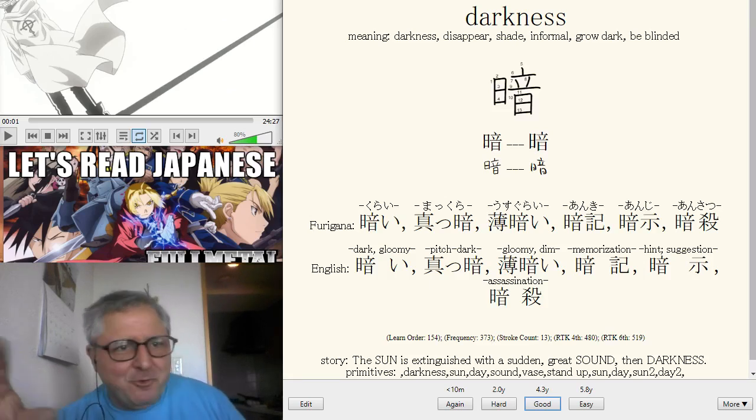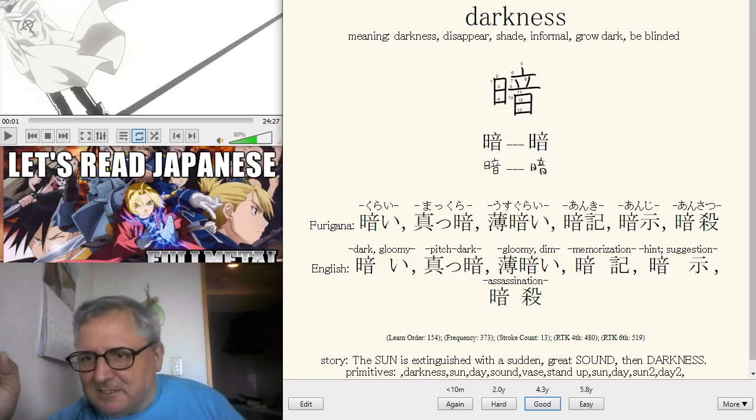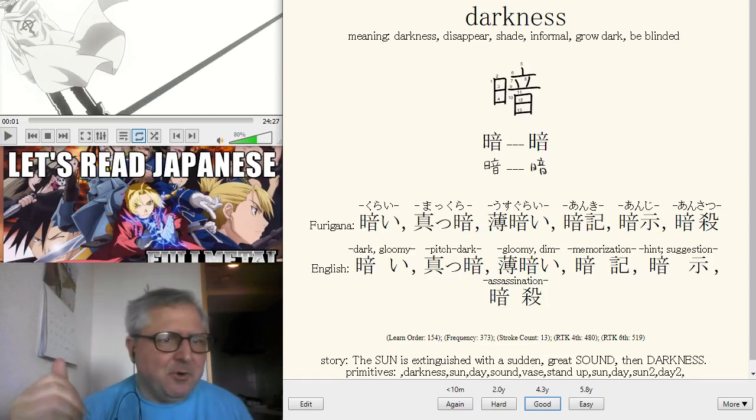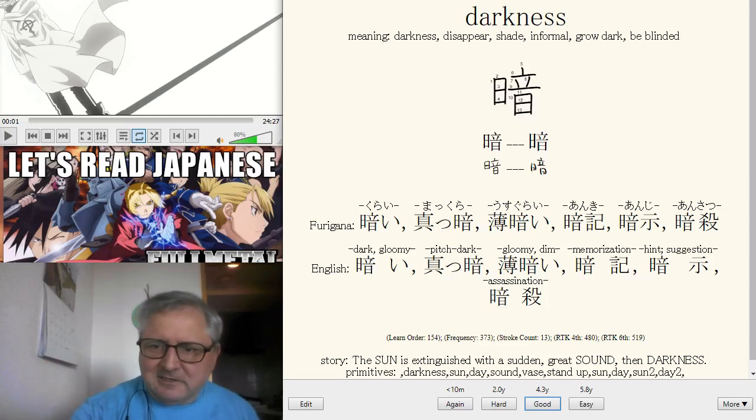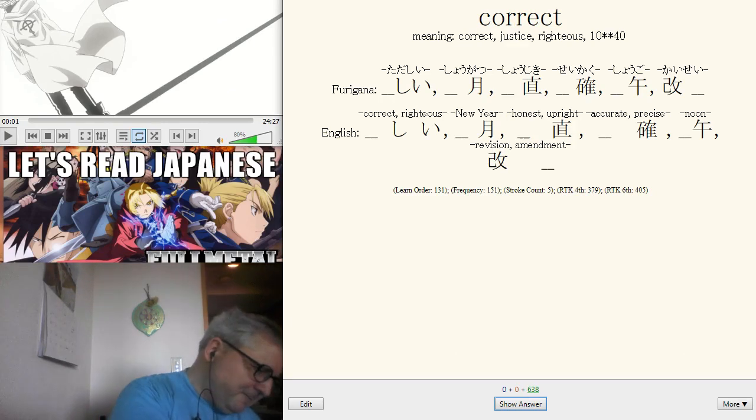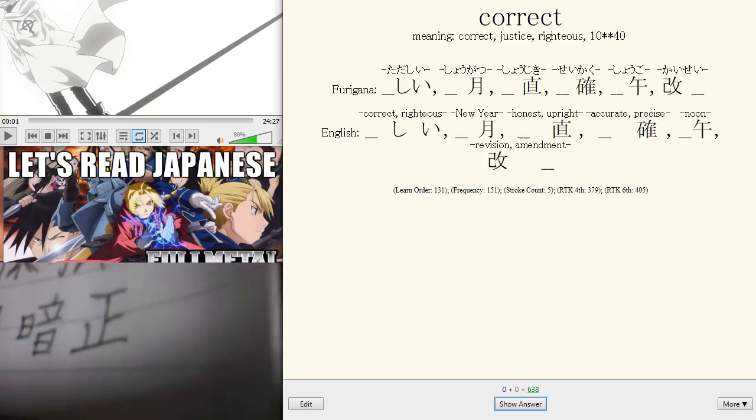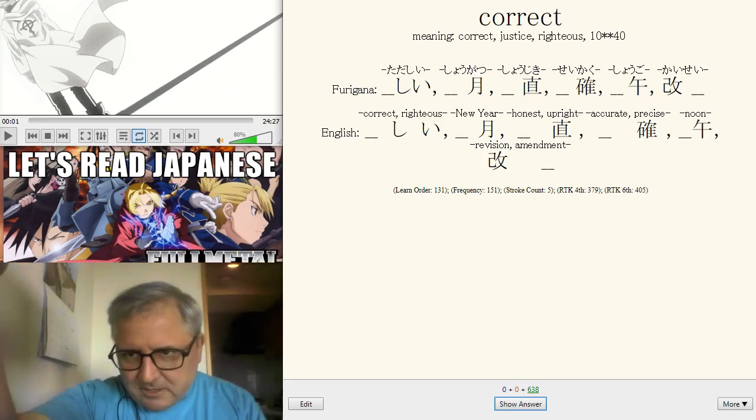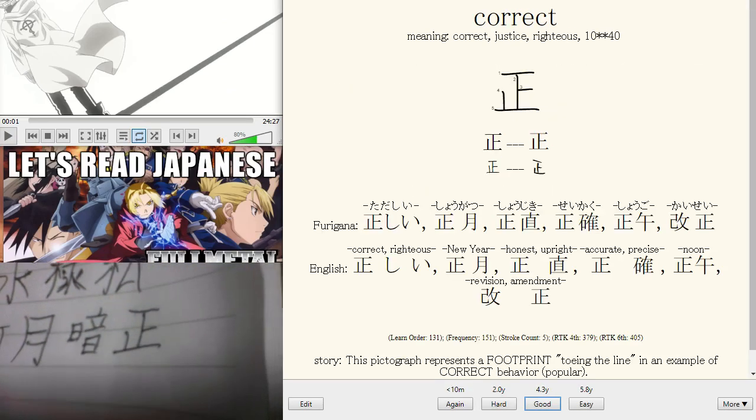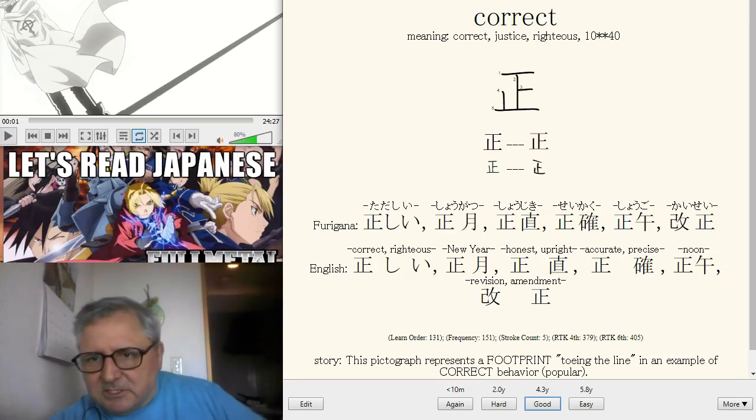Memorize. The program I'm using is Anki. Anji, what's Anji? Oh, hint, suggestion. Cool. Ansatsu, that's a murder, assassination, right? Assassination. Correct. Toe the line. Tadashi, Takashi. Alrighty, there we go. Make sure this is Tadashi, right? Yeah, okay. Alright, cool. Tadashi, good.